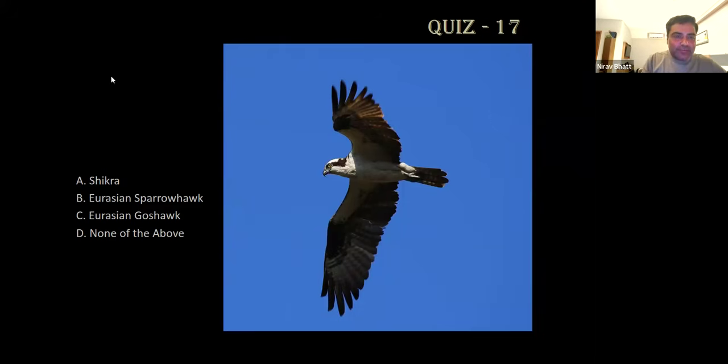When we start to do extensive analysis of very small pointers, we often forget the basics. That is what we should not be doing. So most of you are correct. It's none of the above. It's an osprey. So how we eliminate Eurasian Goshawk is because everything of this is different.